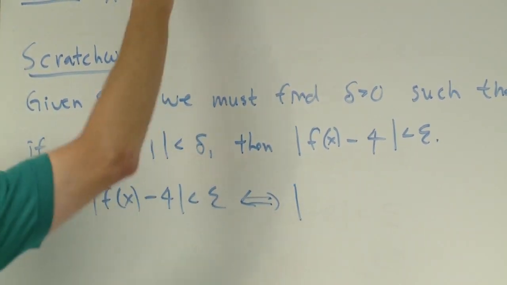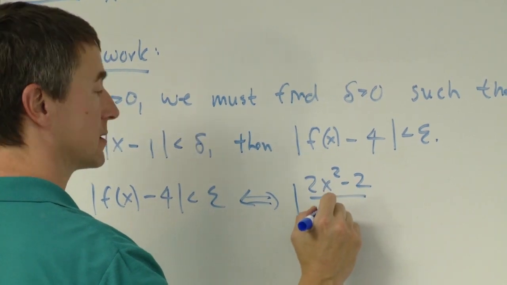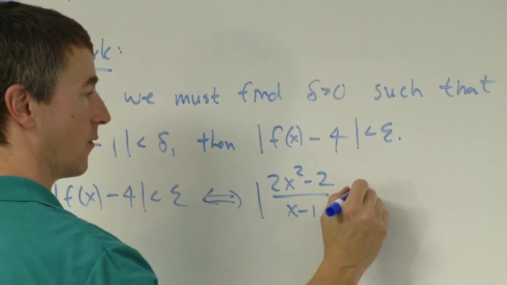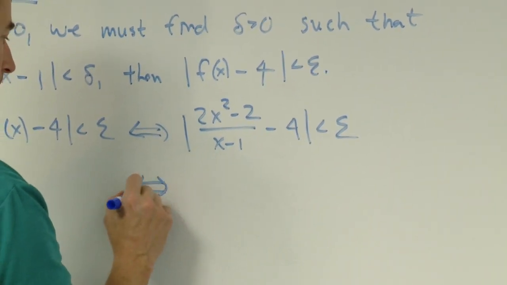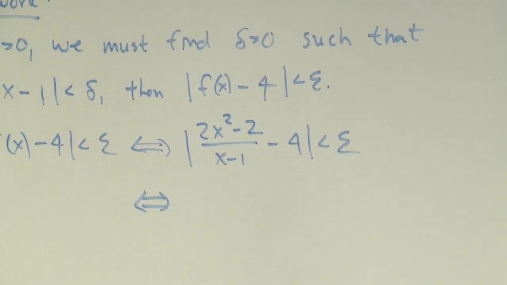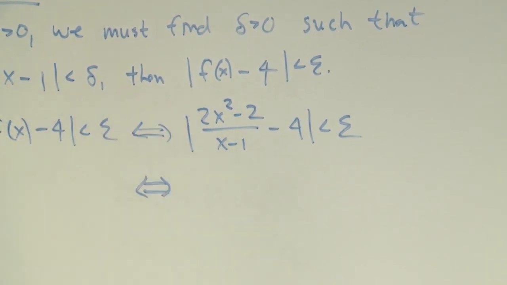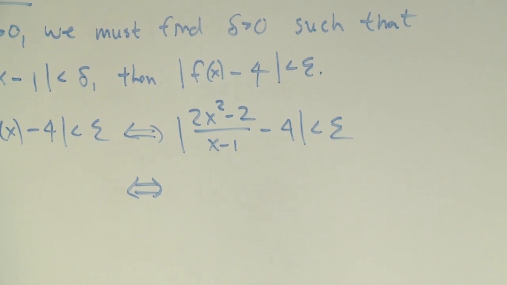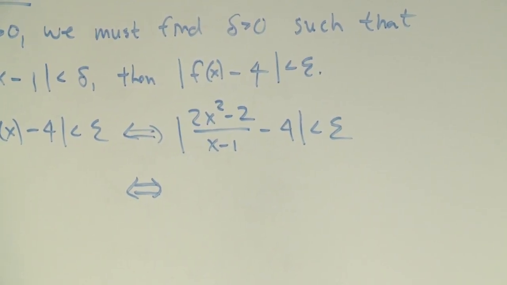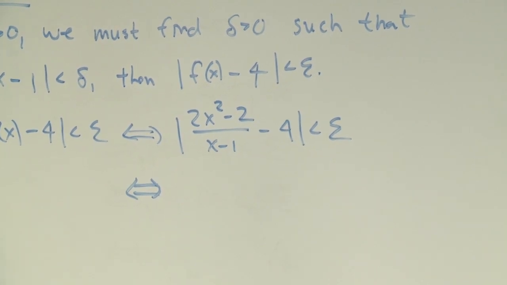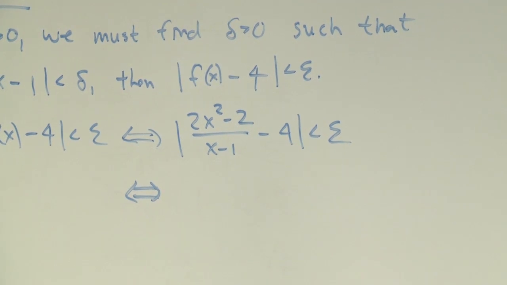So our function f of x, we can just replace it: absolute value of 2x squared minus 2 over x minus 1, minus 4. Now with these problems where we have a rational function like this one and the next one as well, there's two paths you can take depending on your algebraic preferences. And both will lead you to the same delta in the end. So if you're choosing a different path, just make sure you end up with the same delta.